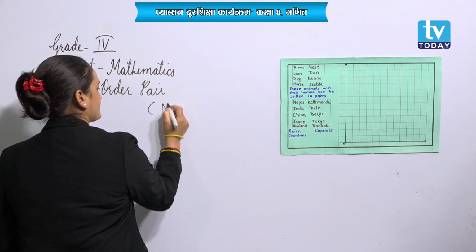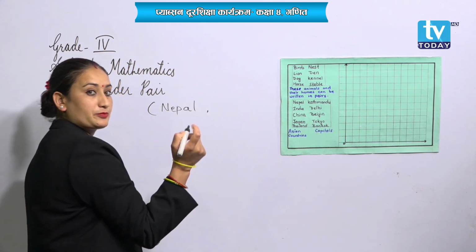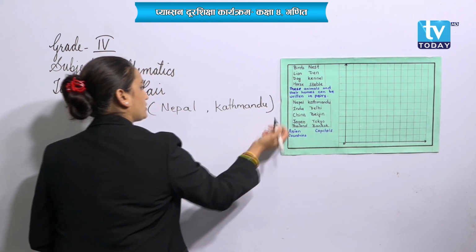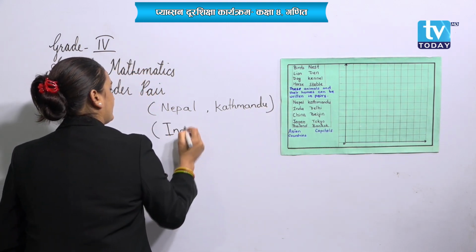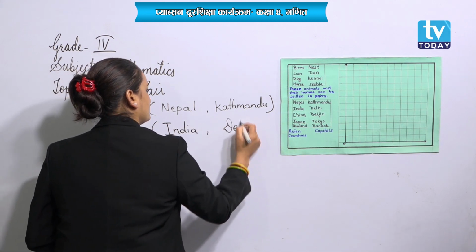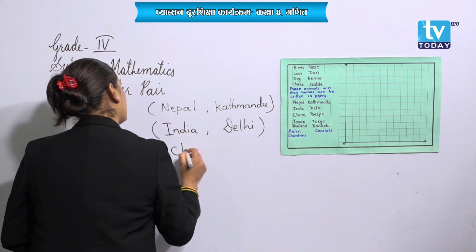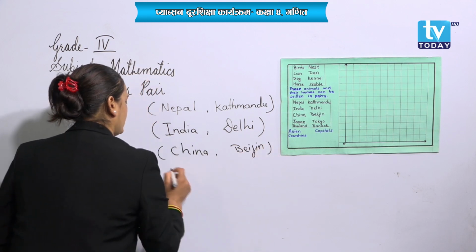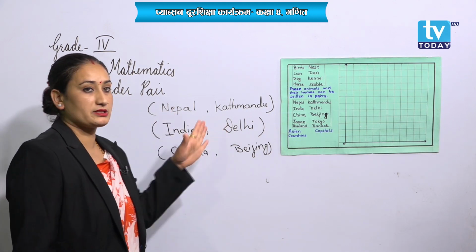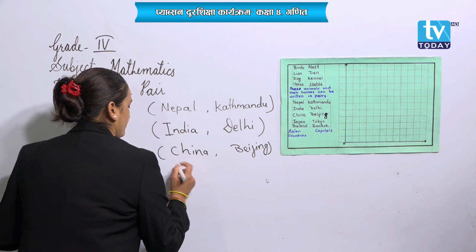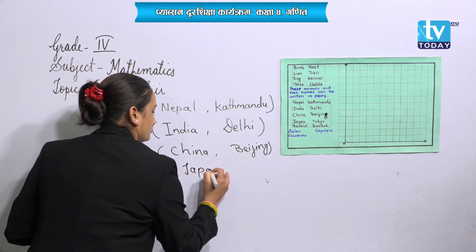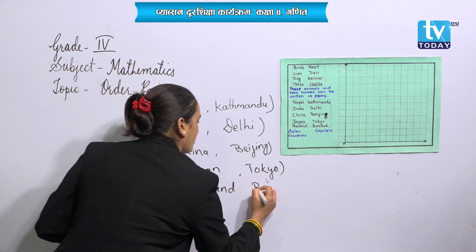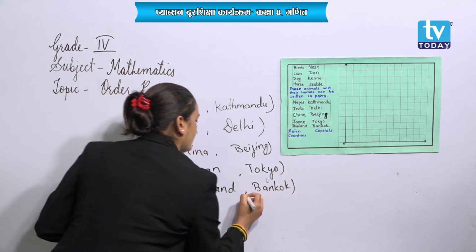Okay, see here, it's Nepal, then comma, please put a comma, and Kathmandu, bracket close. Then next ordered pair, India, comma, Delhi. Just like it, go on making, because we are making ordered pairs. Everything you can write in the format, okay? Now Nepal, Kathmandu; India, Delhi; China, Beijing; and then Japan, Tokyo; Thailand, Bangkok, and there must be a comma in the middle.